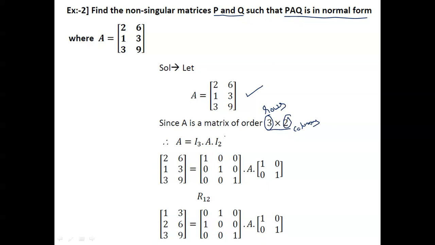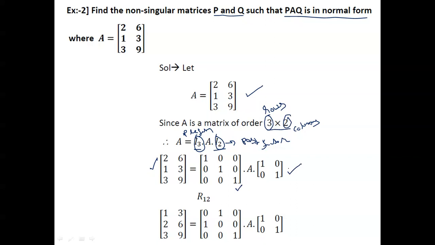So prefactor is formed based on rows and postfactor is formed based on columns. Number of rows is 3, so prefactor is I3. Number of columns is 2, so postfactor is I2. This is the postfactor. This is prefactor. Now we write A matrix. I3 means 1, 0, 0, 1, 0, 0, 0, 1, and A I2 1, 0, 0, 1.